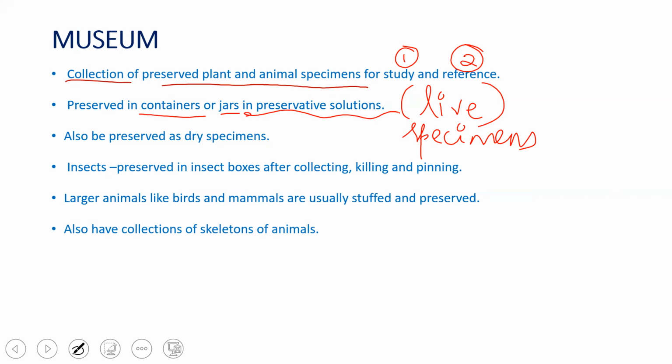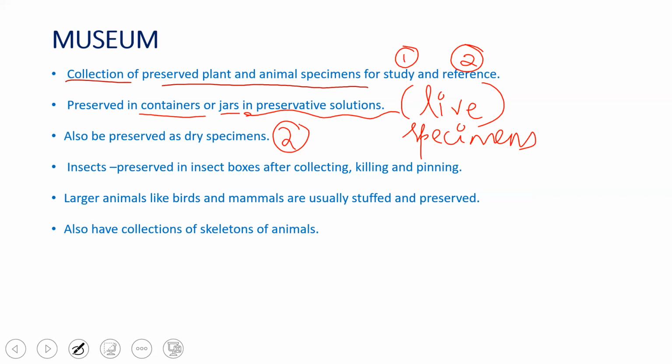The second is that they can be preserving even dry specimens. Dry specimens like bones and other things can also be preserved. They are called dry specimens. You need not preserve them in solutions, right? So they are dry specimens.